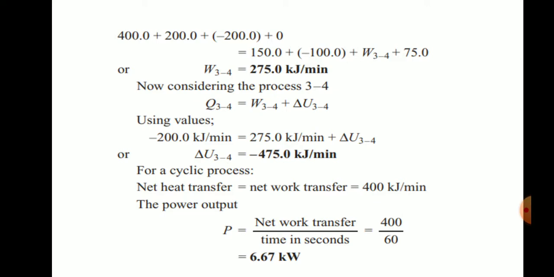Convert that 400 kilojoules per minute to kilojoules per second by dividing by 60. We get the total power output of the system. Okay, this is a typical problem. In that problem, the result is 6.67 kilowatts.